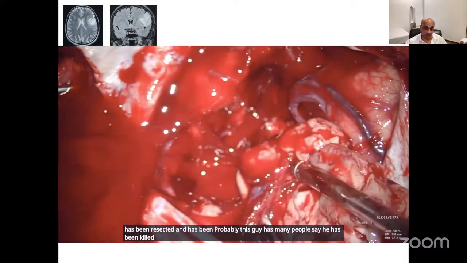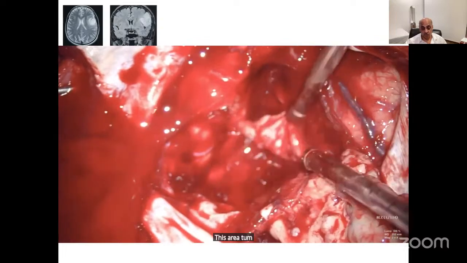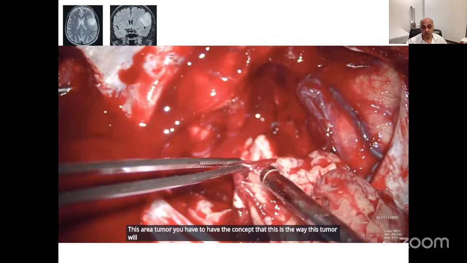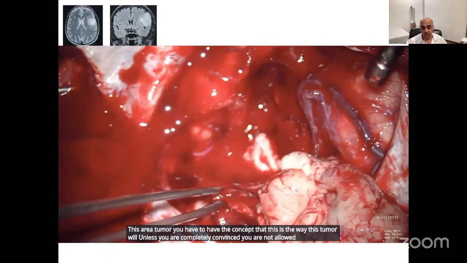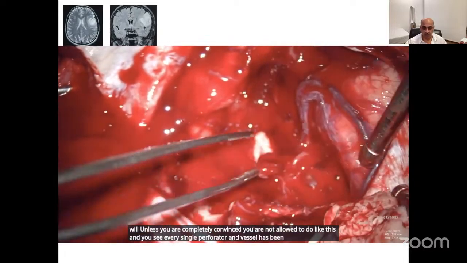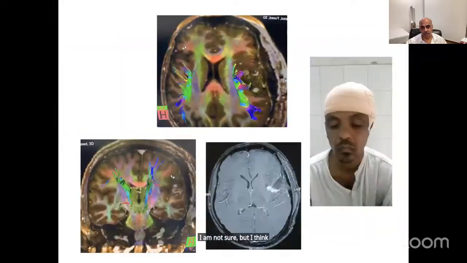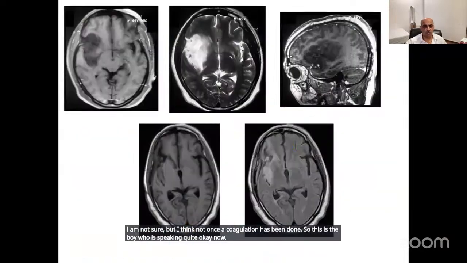Now the thing is, with this area tumor, you have to have the concept that this is the way this tumor will be removed. Unless you are completely convinced, you are not allowed to do it like this. And you see every single perforator and vessel has been saved in this operation. I am not sure, but I think not once has a coagulation been done. So this is the boy who is speaking quite okay now, still after operation. But I will go further.